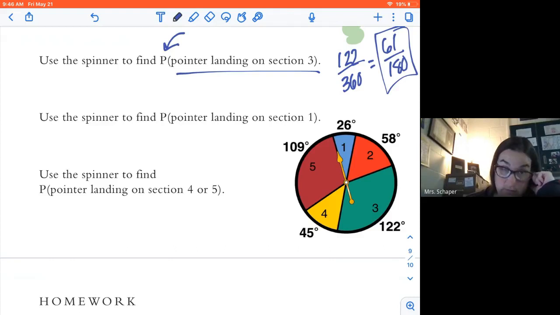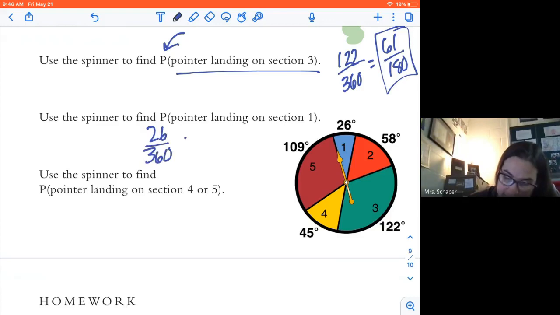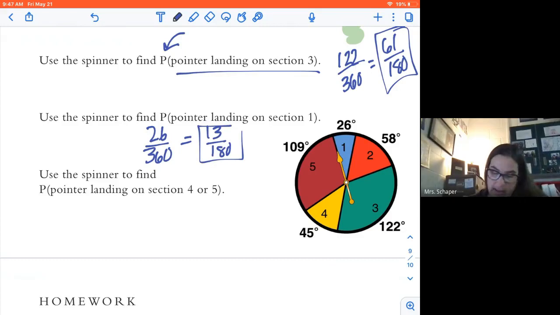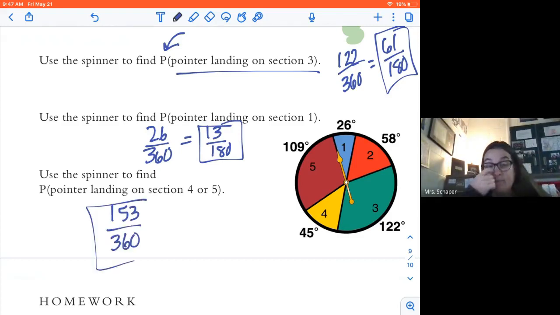Any of those work. Section 1 is 26, so 26 out of 360 degrees. So we have 13 out of 180. And then when it says 4 or 5, we're going to combine those together. 153 out of 360. And I believe that's simplified. And that is geometric probability.